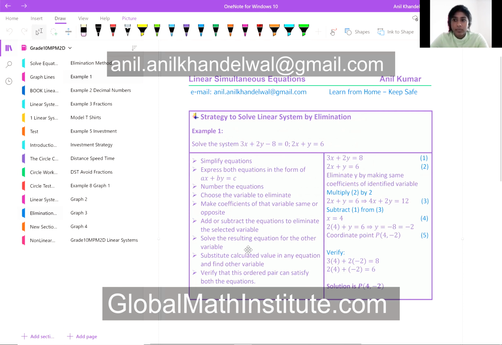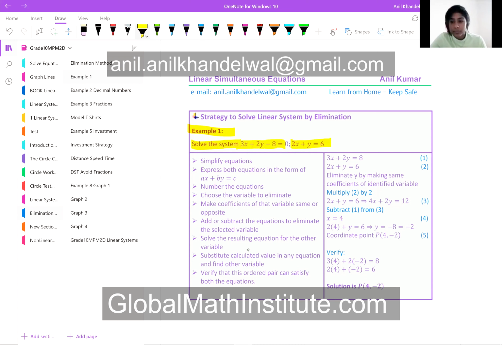So here is the very first example. What I've done here is taken an example. Whenever we say linear system, we are trying to say that there is more than one linear equation involved. In most of our examples we will take only two equations to work with, since the idea is to get the concept. So the two equations which we are working with now are 3x plus 2y minus 8 equals 0 and 2x plus y equals 6.